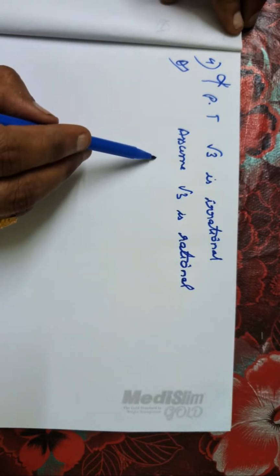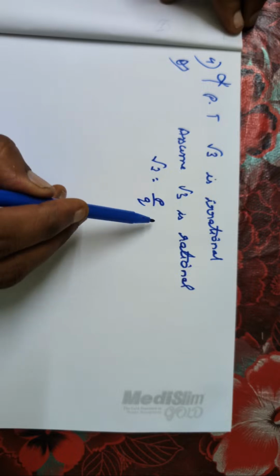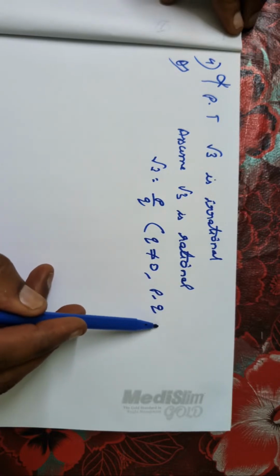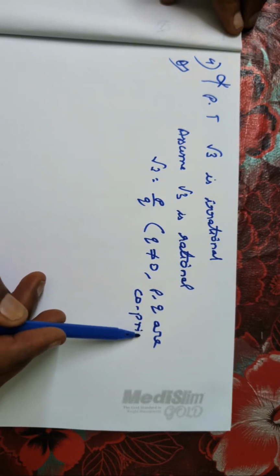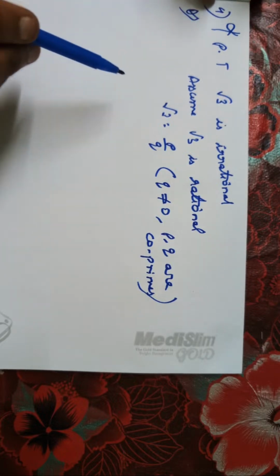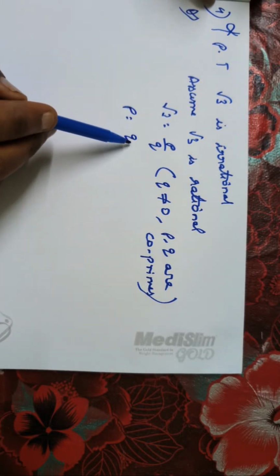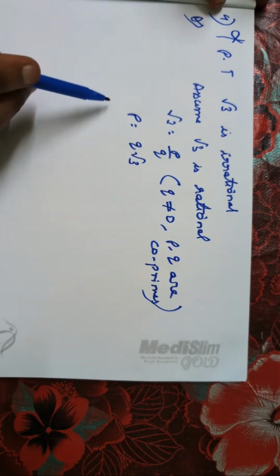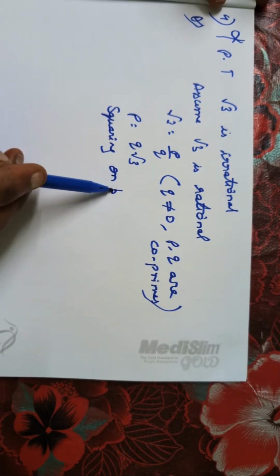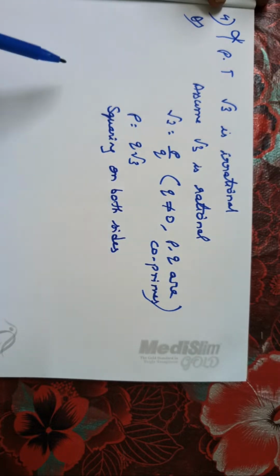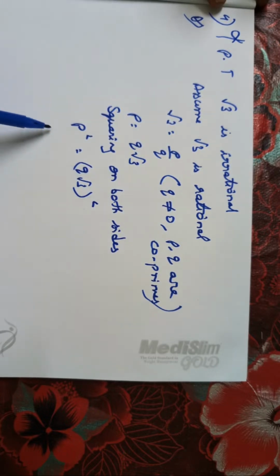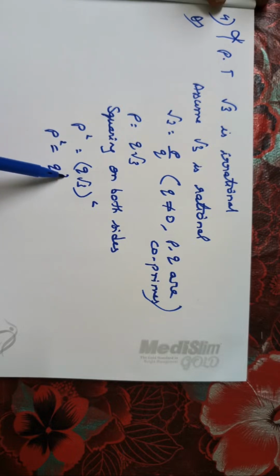So hence root 3 can be written as p by q, where q is not equal to 0 and p, q are coprimes. What is the definition of coprimes? Coprimes are the numbers which don't have any common factor. So here p and q don't have any common factor. Now if you do cross multiplication, p will become q root 3. Now do squaring on both sides. This will become p square equal to q root 3 whole square. So p square will become q square into 3.